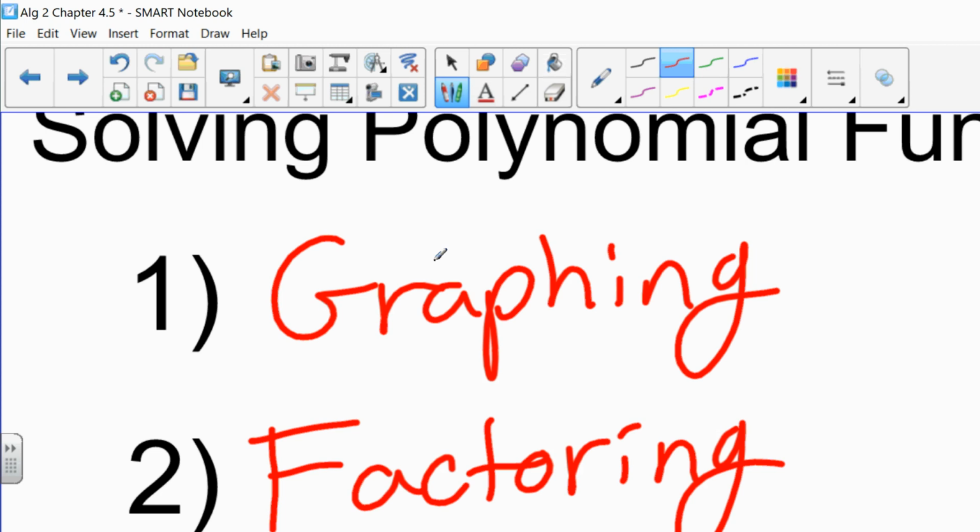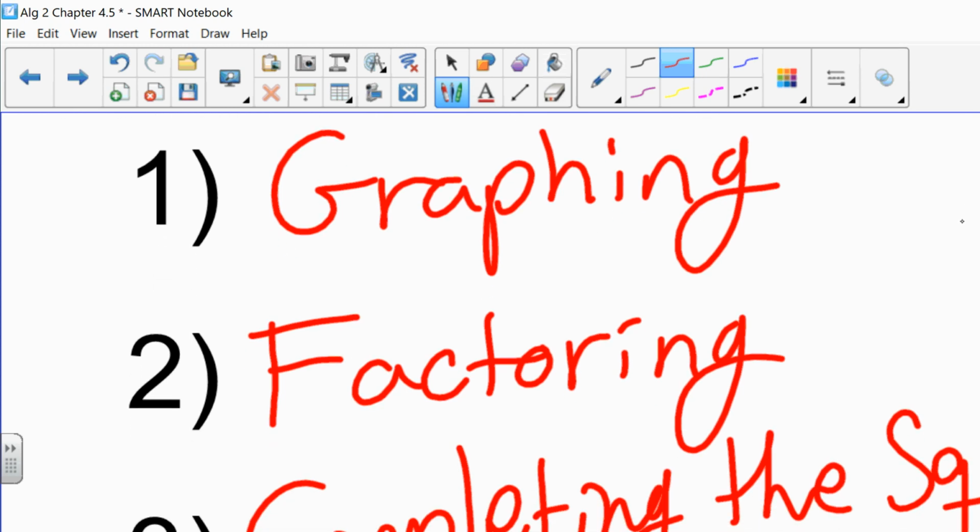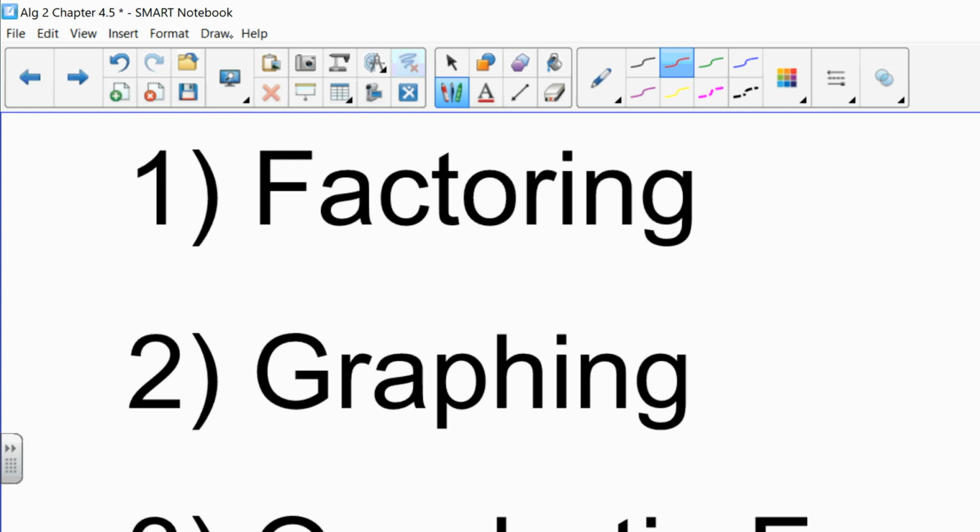Well, the next method we had, especially with quadratics, was factoring. And then we had completing the square. And the quadratic formula. I think y'all can read that a little bit easier than my handwriting. Those were the four main methods that we had for solving.